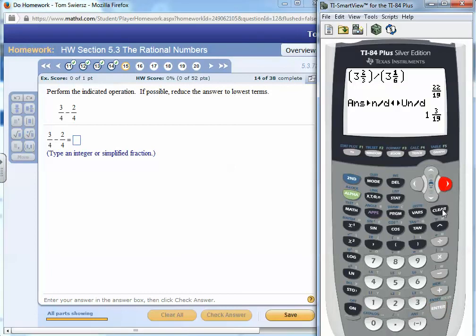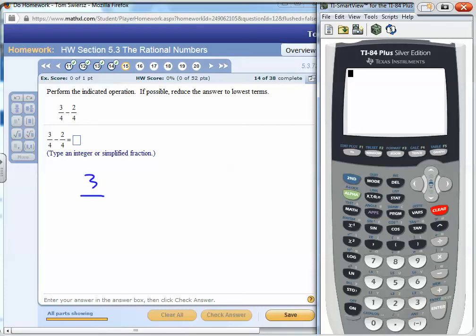Okay, now when you're adding or subtracting fractions, you got to get a common denominator. In this case, the denominator is already the same, so you don't have to worry about getting a common denominator. So 3 over 4 minus 2 over 4, you simply keep the same denominator, and then you do the subtraction. 3 minus 2 is 1, so your answer is 1/4. So 3/4 minus 2/4 is 1/4. Okay?